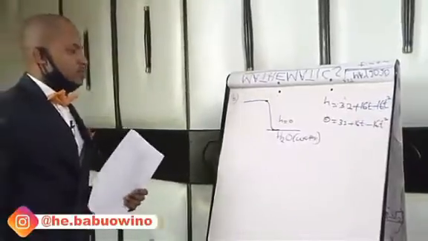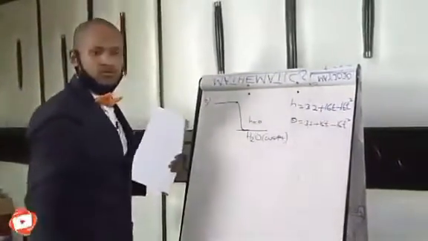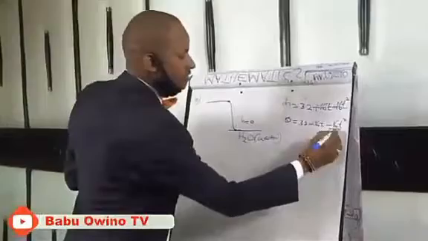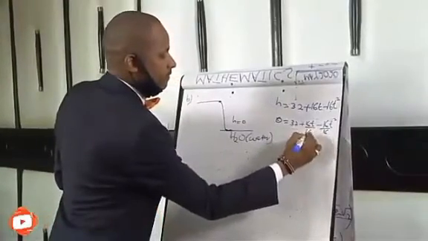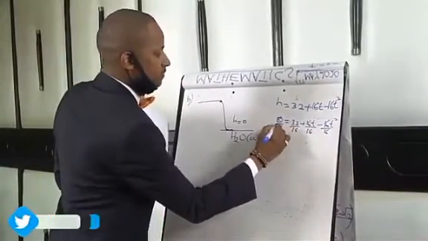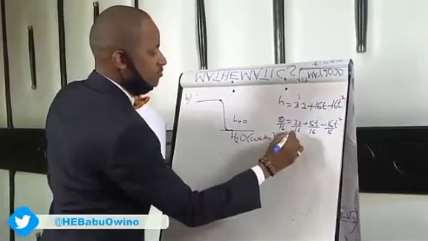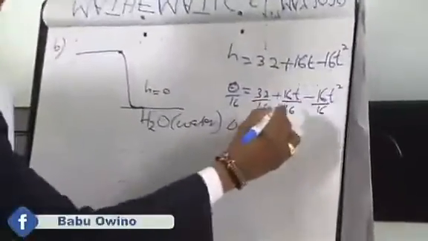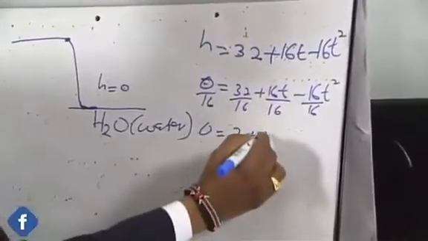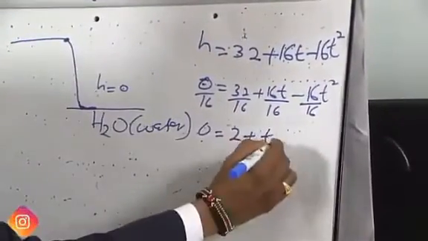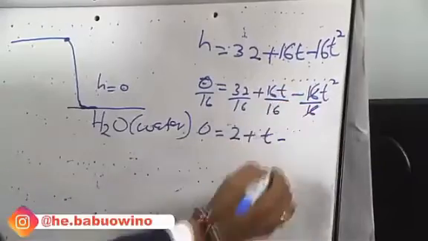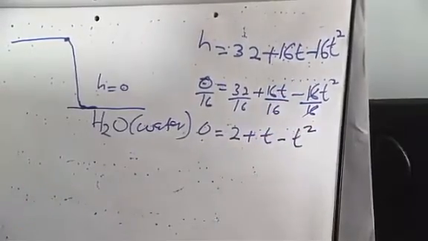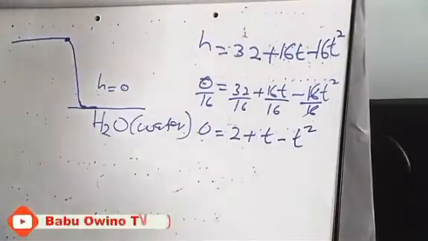With this equation, we can simplify it further because we have a common value here, 16. So we divide by 16. 0 divided by 16 is 0, equals 32 divided by 16 is 2, plus 16t divided by 16 is t, minus 16t squared divided by 16 is t squared.